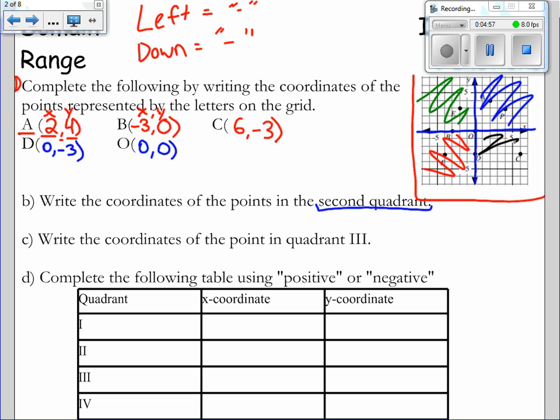Now those quadrants all have special names. So we use Greek letters to describe them. Sorry, erase this off.